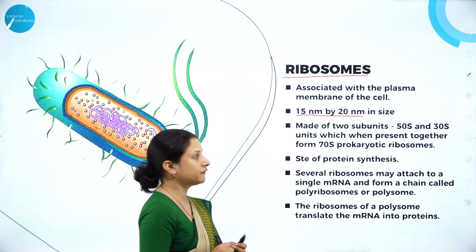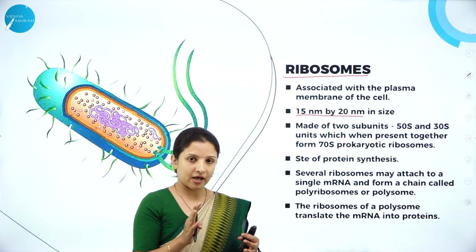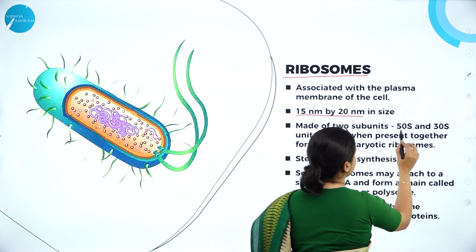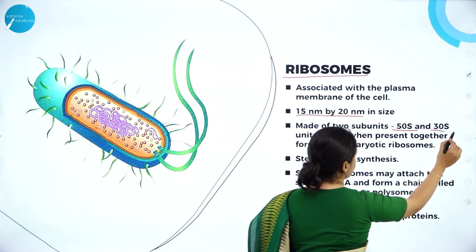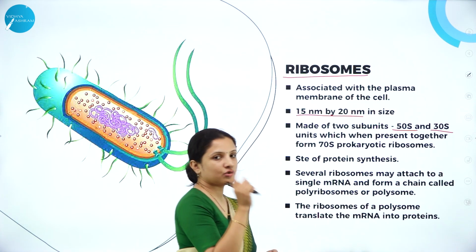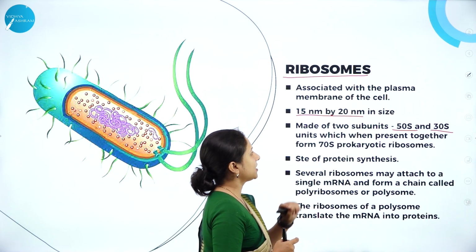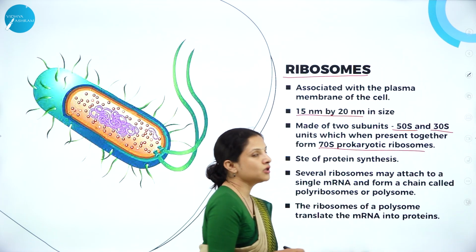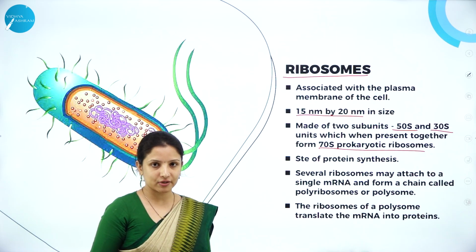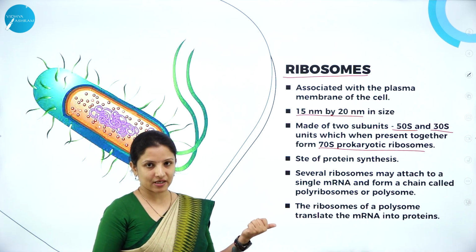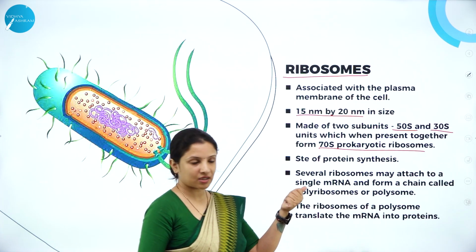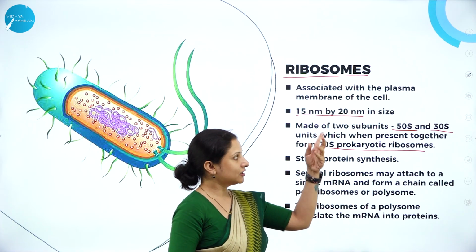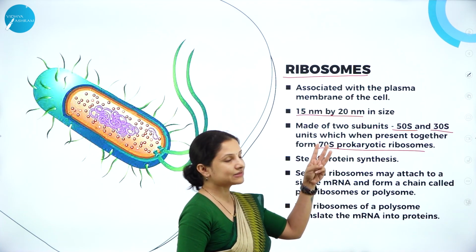This is very important for MCQ. In prokaryotes, the ribosome is made up of two subunits, that is a 50S, which is a larger subunit, and a smaller subunit, 30S. So 50S and 30S subunits together make the 70S ribosome. So what is the ribosome in a prokaryotic cell? It is a 70S ribosome made up of a larger subunit, that is 50S, and a smaller subunit, that is 30S. So don't think 50 plus 30 is 80.